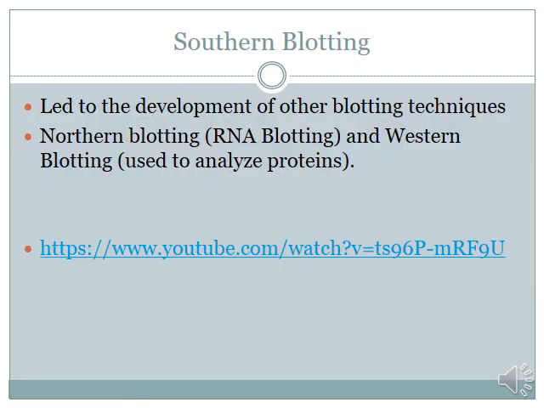Southern blotting led to the development of other blotting techniques, including Northern blotting, which is RNA blotting, and Western blotting, which is used to analyze proteins. Please go to the video to watch a video on Southern blotting.